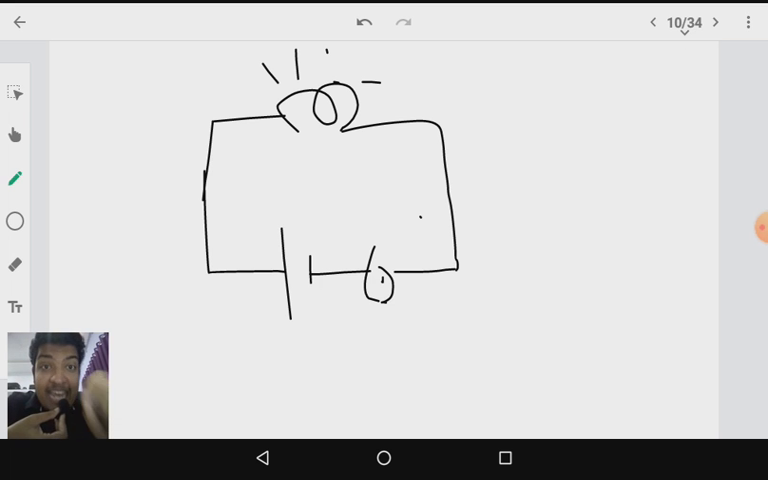But now again the circuit is incomplete because you have to show the arrow representation of the direction of current. Current always flows from the positive terminal of the cell to the negative terminal. So you have to put the arrow in this particular direction.